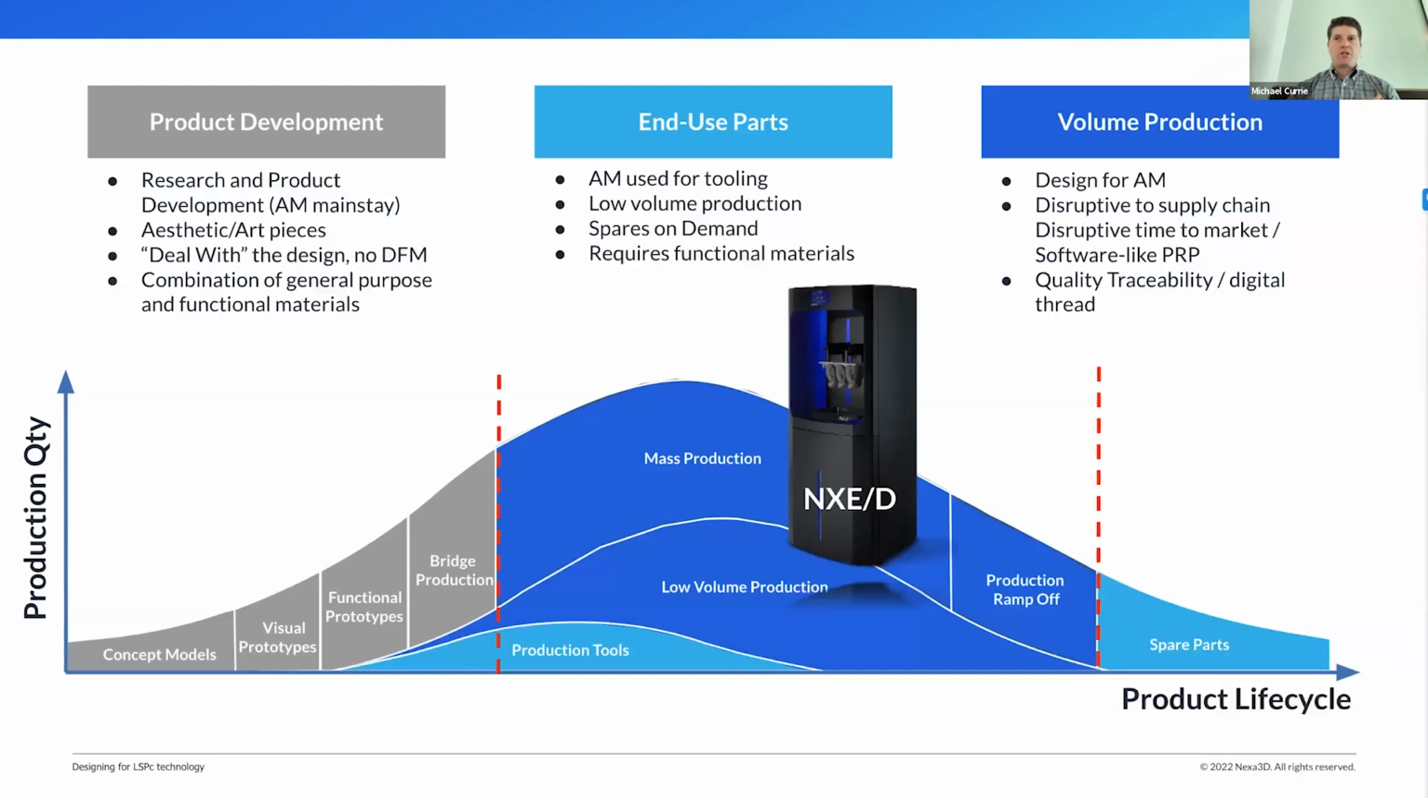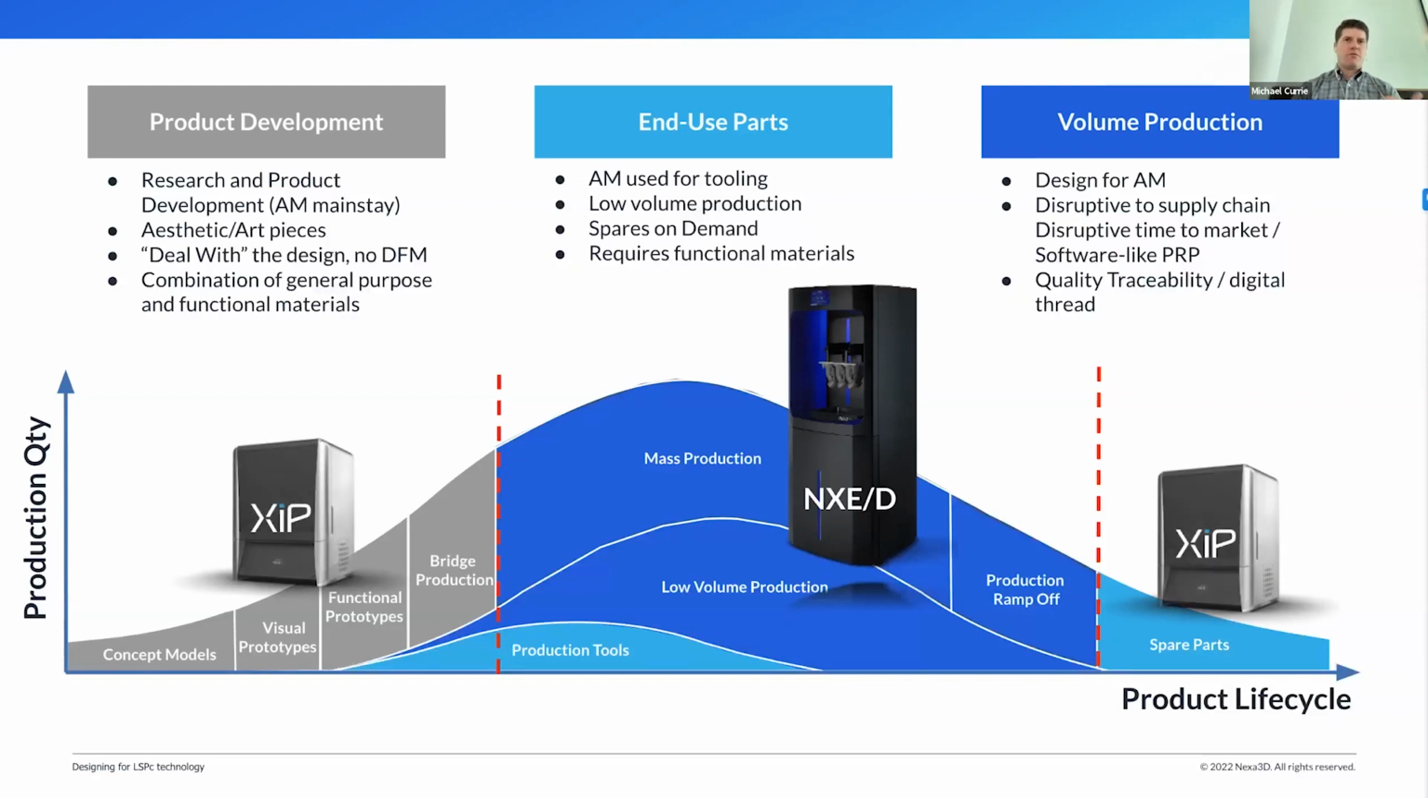So then completing the picture here, if you add XiPs to this life cycle, you can basically see you have your desktop machines feeding your industrial machines, feeding your desktop machines, and sort of this endless cycle of being able to move seamlessly up and down your number of parts you're creating with the process you're using. So that was where we were going with this product line.